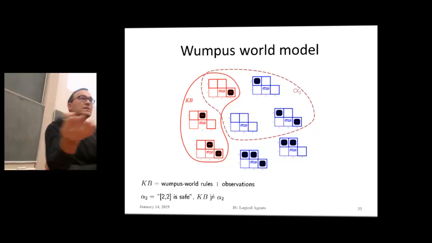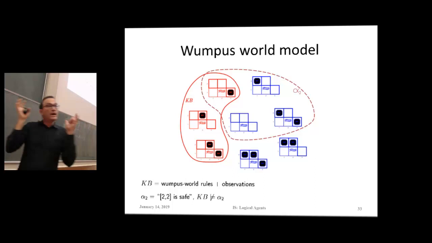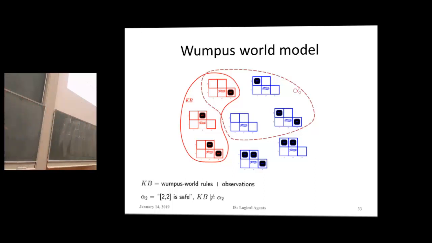So the definition of some fact being true with respect to the given knowledge base is always: look at all the models, which is the ones here in red, and is the statement true for all of them. Here I want to prove that alpha 2 is true, which means that 2,2 is safe. So there is no pit here. And you see that there are possible interpretations of the world that are consistent with my knowledge base, and in these two situations, 2,2 is not safe. So it violates the definition of entailment.